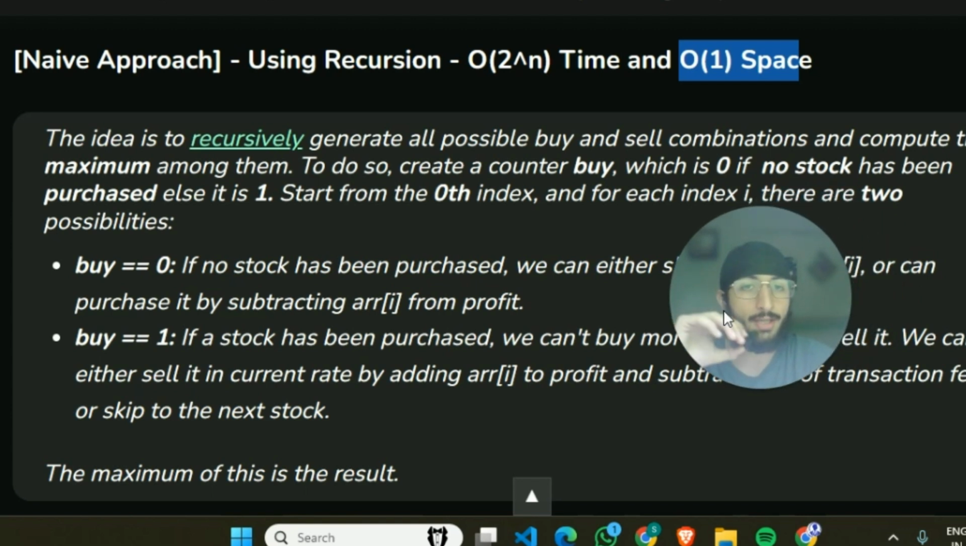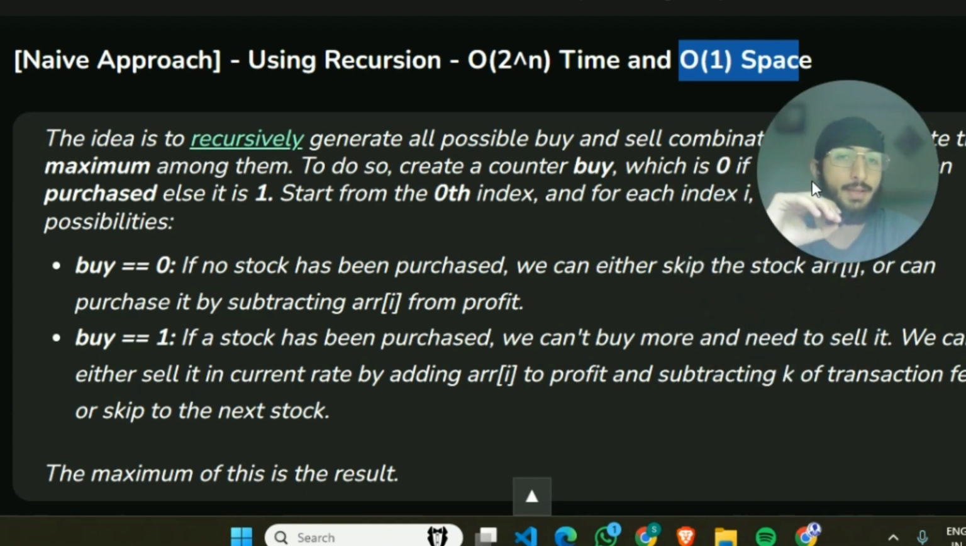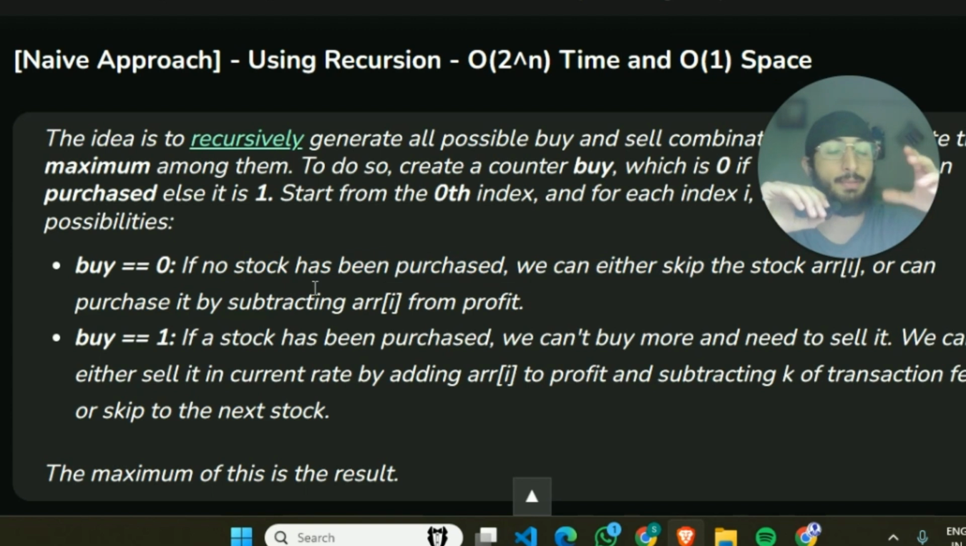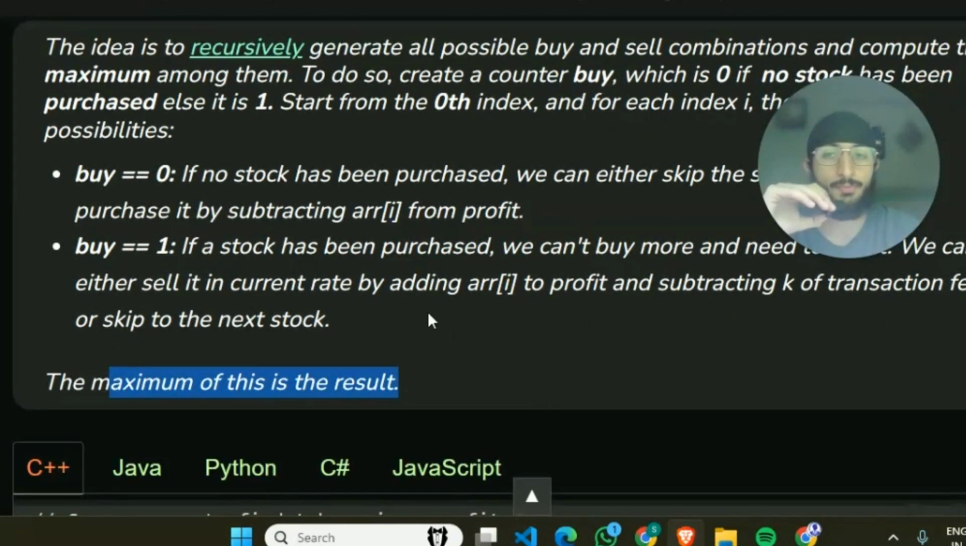Start from the 0th index, and for each index i, there are two possibilities. Buy equal to 0, that means if no stock has been purchased, we can either skip the stock arr[i] or purchase it, that is we can buy it by subtracting arr[i] from the profit, right? And buy is equal to 1, that means if a stock has already been purchased, we cannot buy more and we need to sell it. That means we can either sell it at the current rate by adding arr[i] to the profit and subtracting k, the transaction fee, or skip to the next stock, right? And the maximum of this is the result.